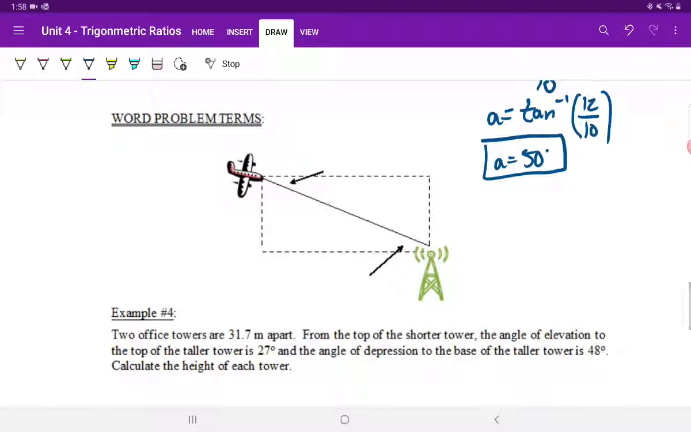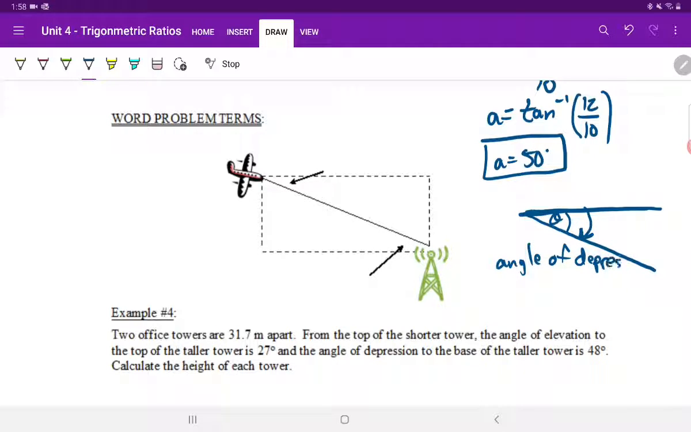Let's look at a word problem. Before we get to this word problem, though, there is one thing that I need to discuss with you, and that is the idea of angle of depression versus angle of elevation. And actually, let's get rid of that line. The angle of depression is the angle that is made with a horizontal looking downwards.